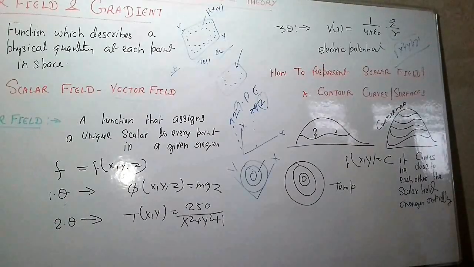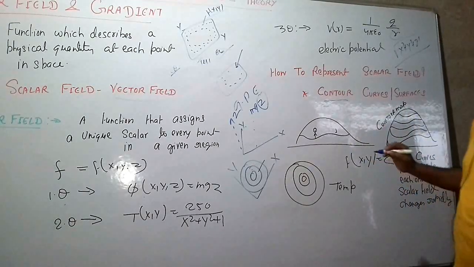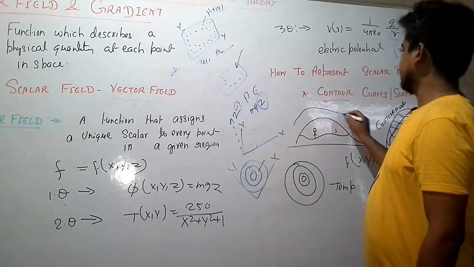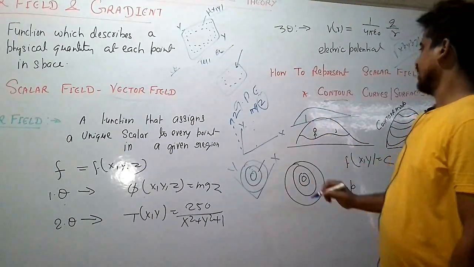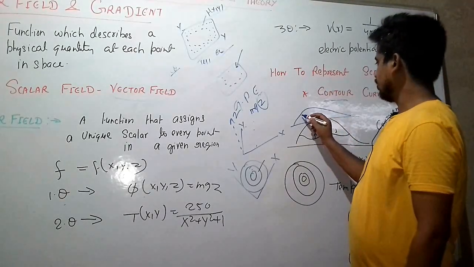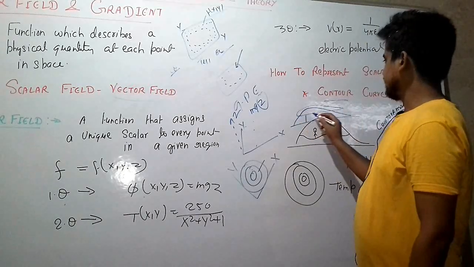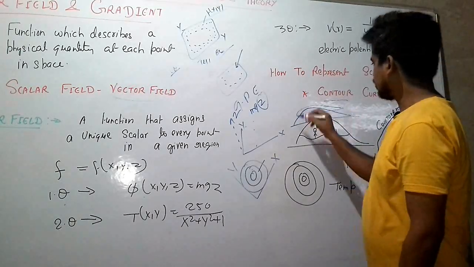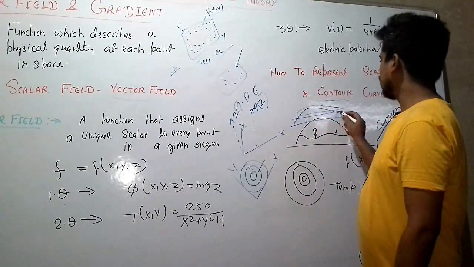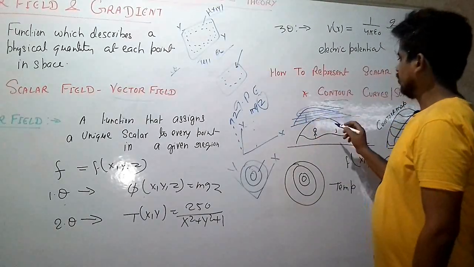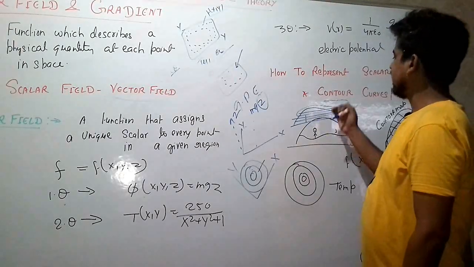Now how do we represent a scalar field? We represent a scalar field by contour curves or surfaces. Imagine you are climbing a mount, any mount, and you reach a certain height from the surface. Now draw a line parallel to your point like this, and you can see that this line which goes across the mountain is called a contour curve. We can draw many contour curves on this mountain which are at different heights.